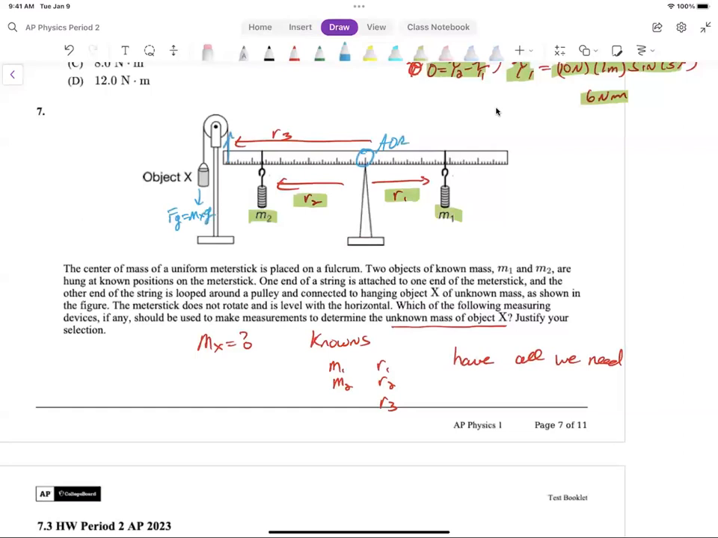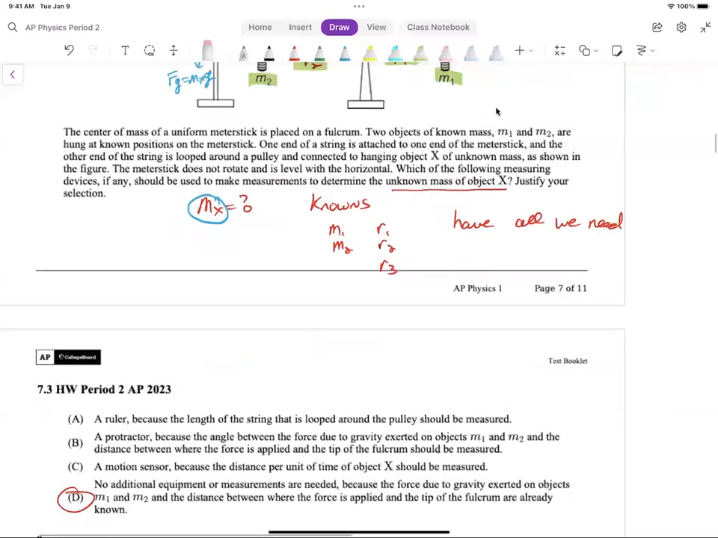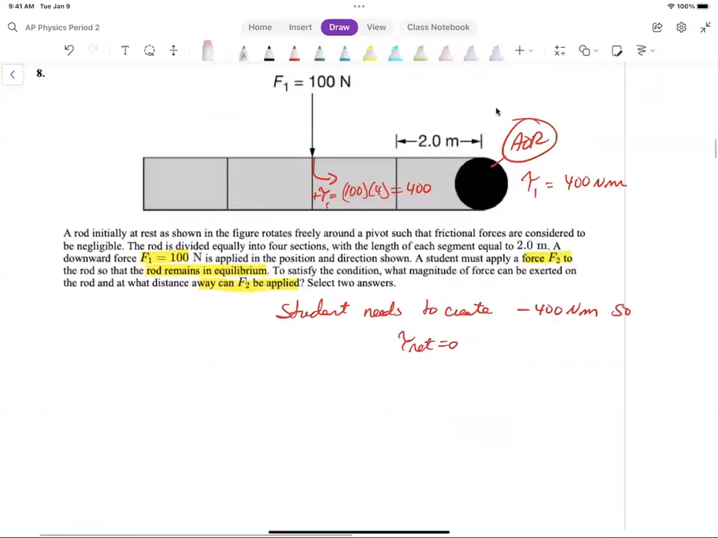And we want to know the mass of x. Well, we know everything except for the mass of x. I can call this torque 1, torque 2, torque 3. All of them have to add up to 0. The only piece that I don't know is mass x. I know all the distances, so we have everything we need.